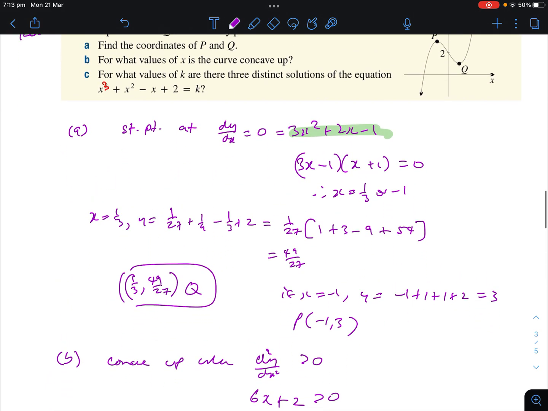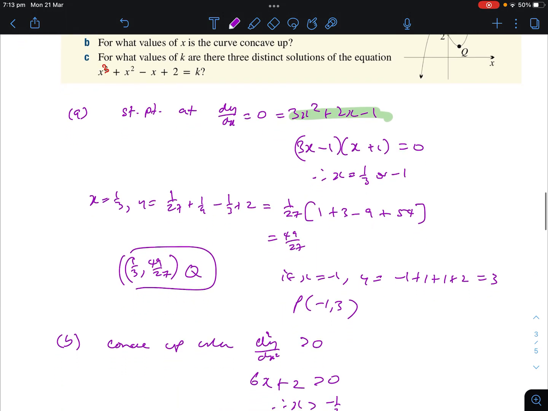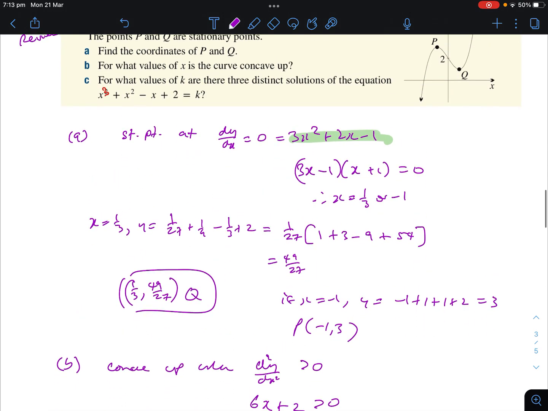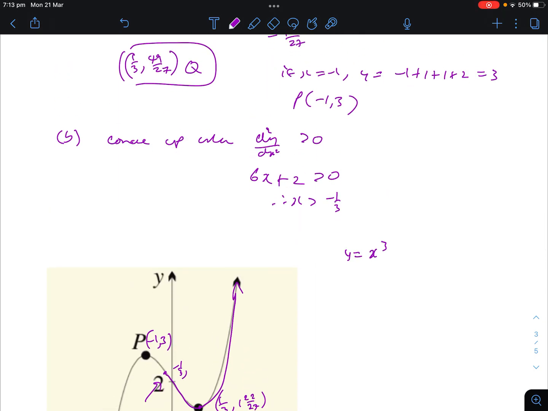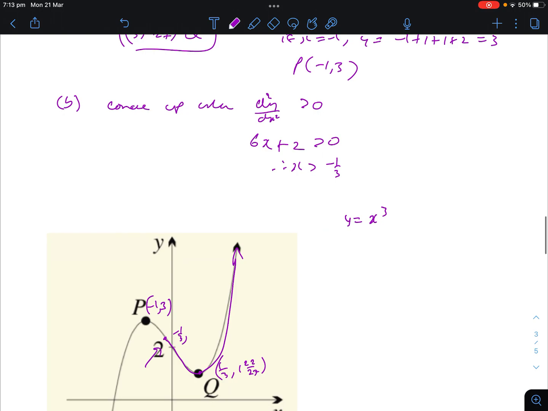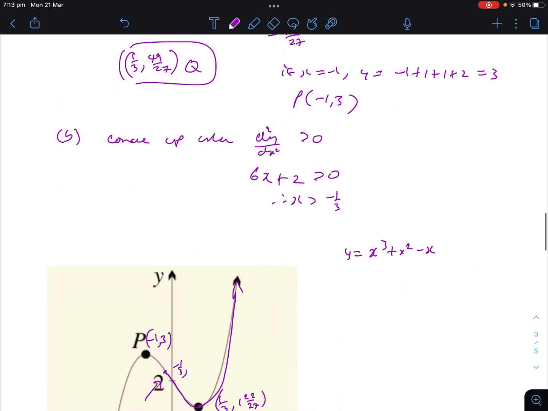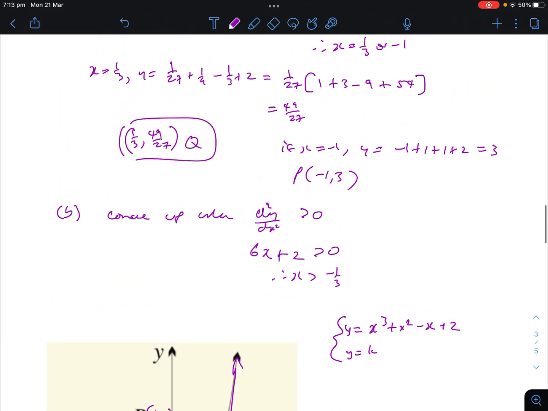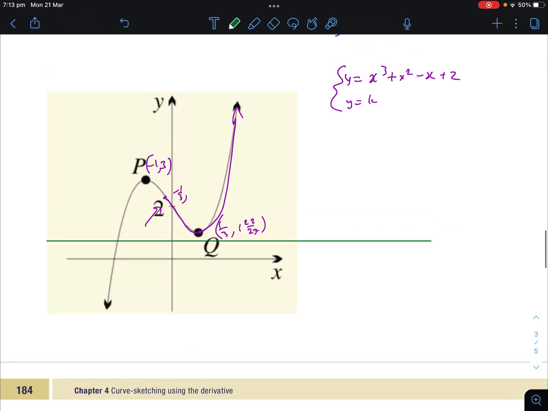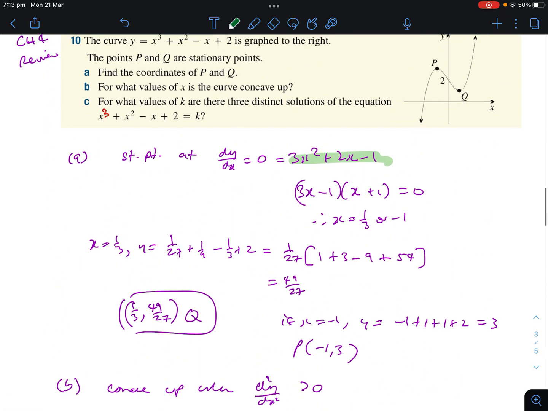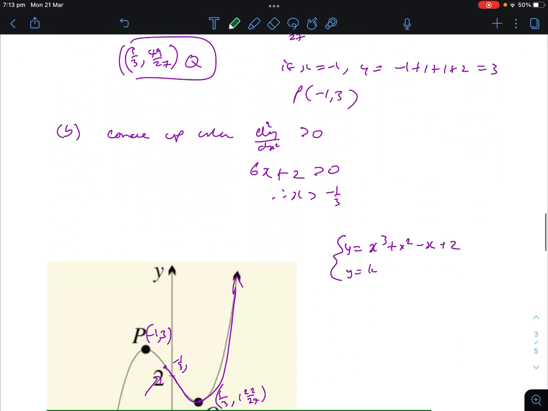For what values of k are there 3 distinct solutions of the equation? You're looking for y equals x cubed plus x squared minus x plus 2, and y equals k. You're trying to solve those two. y equals k is obviously a horizontal line, which I'll draw in green here, and you're looking for where it has 3 distinct solutions.